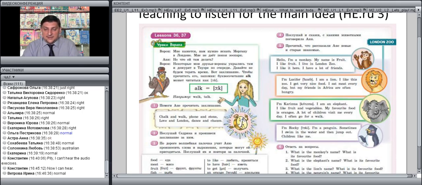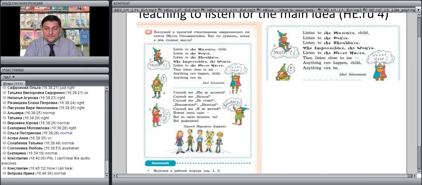Let's have a look at some other things. This is a poem written by an American poet. This poem is also used in happyenglish.eu textbook, only this time for grade 4. The students are asked to listen to this poem and tell what the main idea is. Let's listen to it.